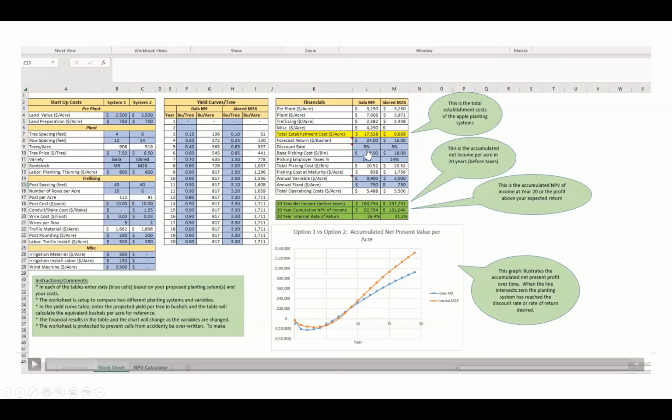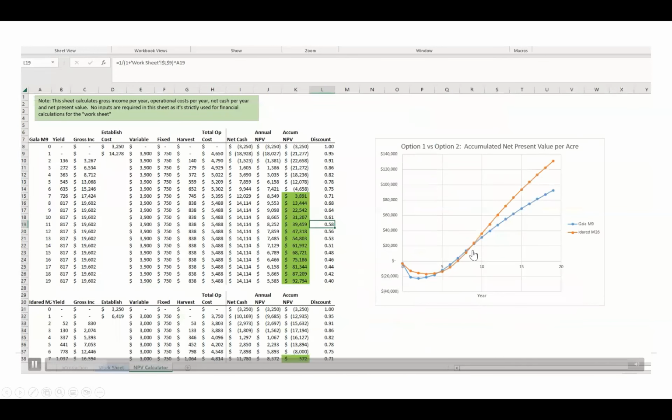But when you include that 5% discount rate, the cumulative net present value is only 92,000 for the Gala and 131,000 for the Ida. They're both still positive. They're both showing that these are investments that make sense. And you can see he's created a graph for every year. This is 0, this is negative, so it's negative until about, I'd guess, year 6 or 7, and then it becomes positive.